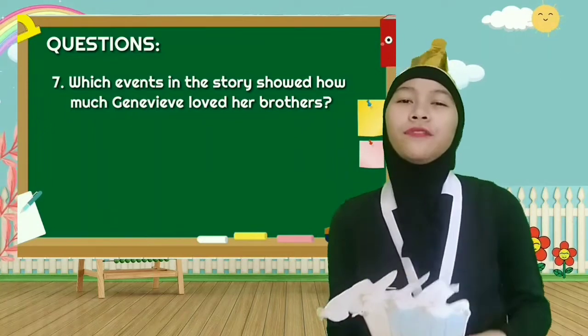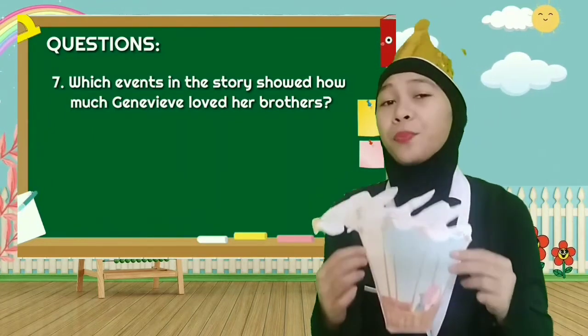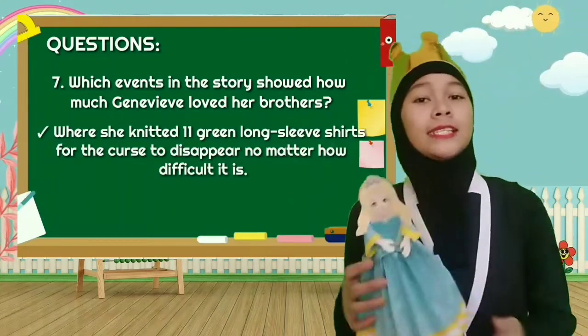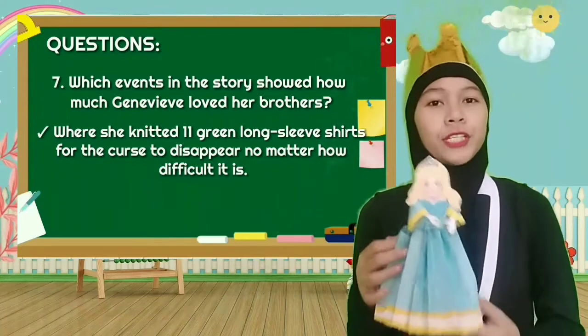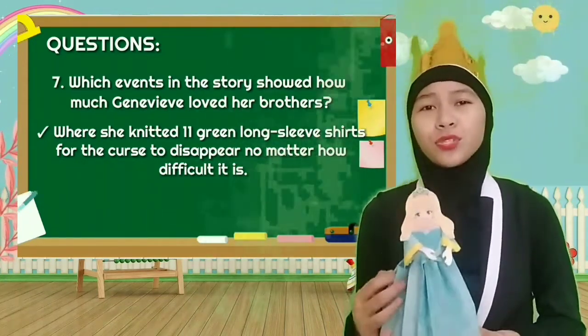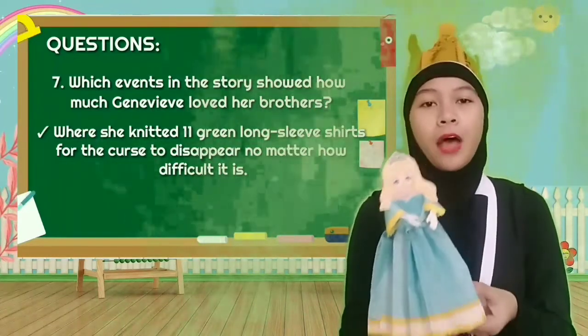Now, which event in the story showed how much Genevieve loved her brothers? Very good. Where she knitted 11 green long-sleeve shirts for the curse to disappear. No matter how difficult it is to do so, she sacrifices herself just to save her brothers.